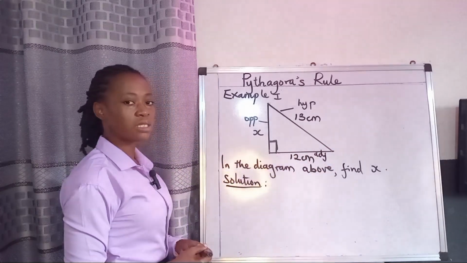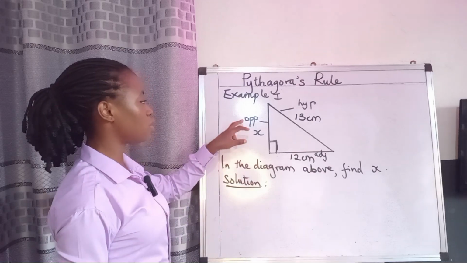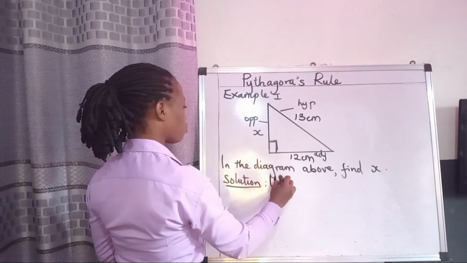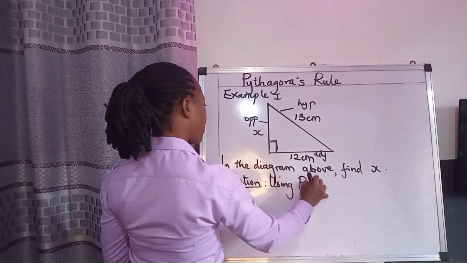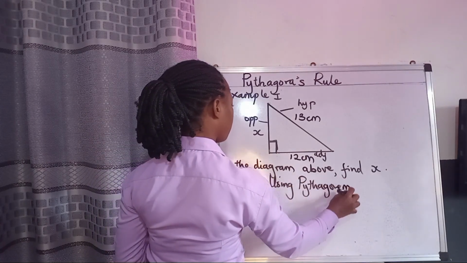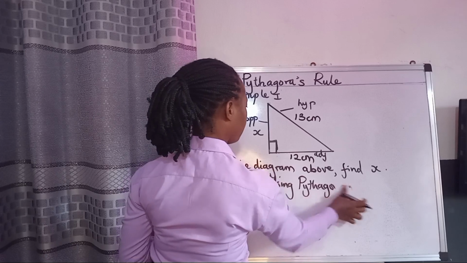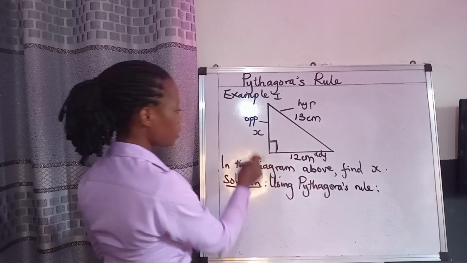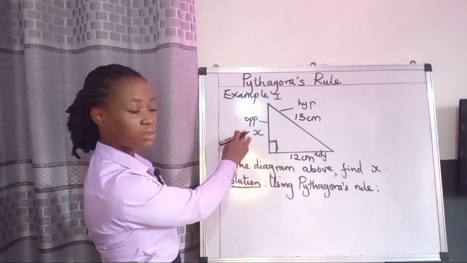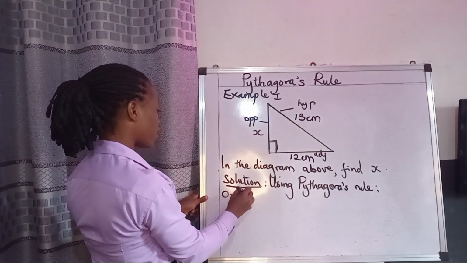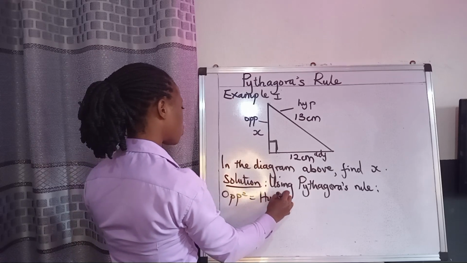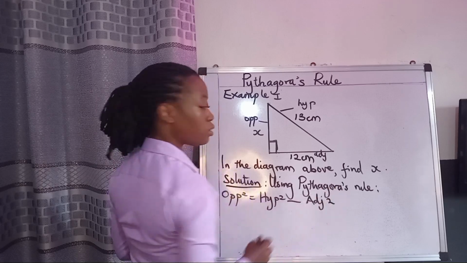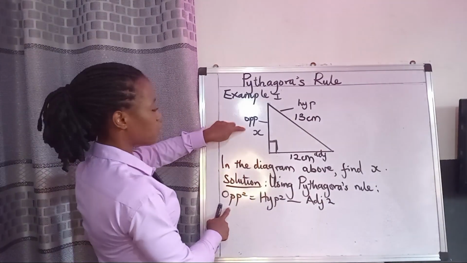So looking at this, the side you are looking for is the opposite side, okay? If you can remember, using Pythagoras theorem, I'm looking for the opposite side. Now remember that opposite squared is equal to hypotenuse squared minus adjacent squared, all right? So looking at this, the opposite is x.